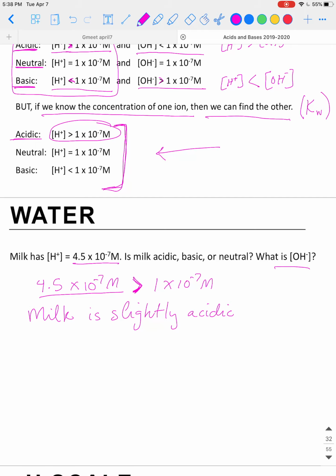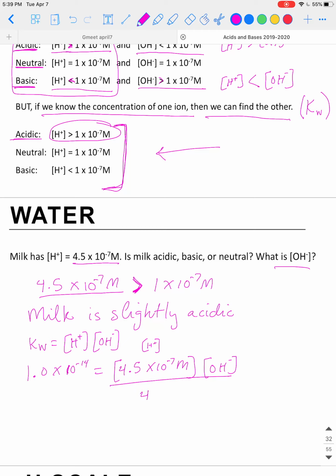What's the concentration of OH minus? Well, we can use Kw to solve for this. So we'll just plug our numbers in. Kw is 1.0 times 10 to the minus 14. And we're going to plug in our concentration of H plus, which we know, and that is times the concentration of OH minus. So to solve for the concentration of OH minus, we'll divide both sides of the equation.